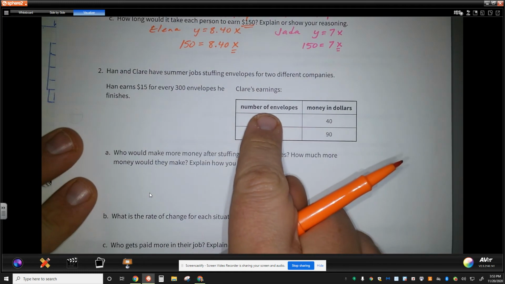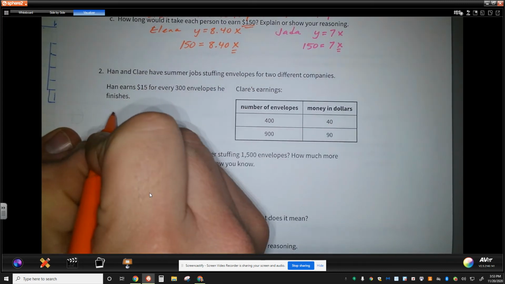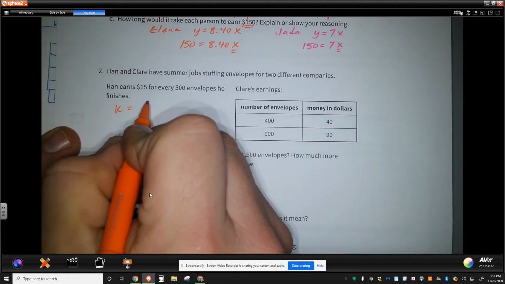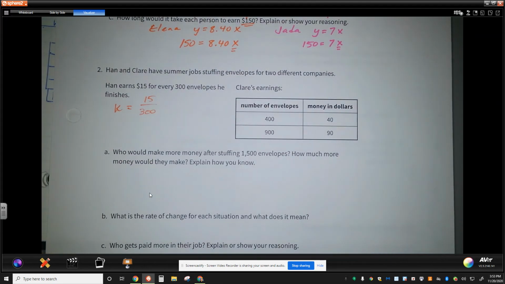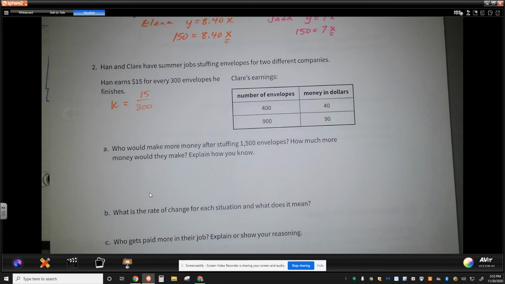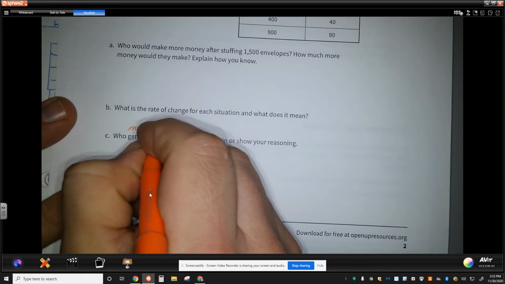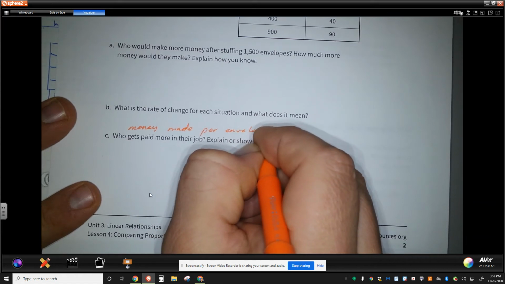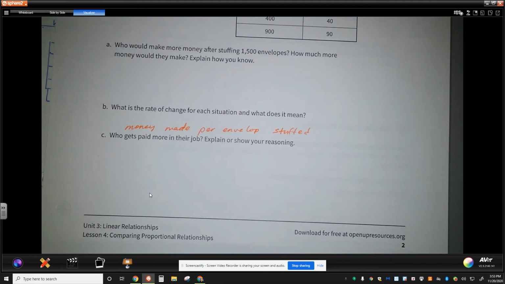We recognize over here that the number of envelopes is the input, the amount of money is the output. So I need to figure out K, where the number of dollars, or the amount of money, is dependent on the number of envelopes. And what this will tell us as our constant rate, look at this part B, the rate of change is going to be, what does it mean? The money made per envelope stuffed.